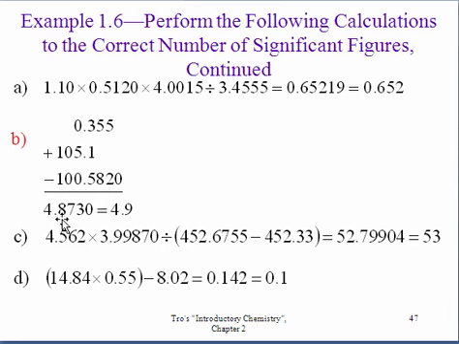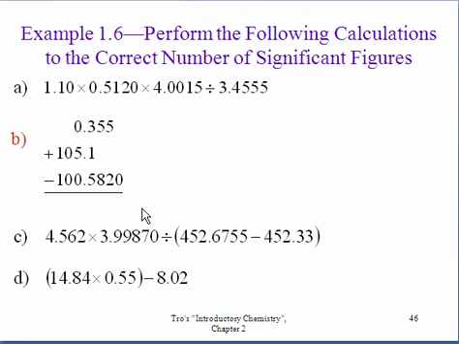So here's the answer that our calculator gives us, 4.8730. Our least precise value only has one place value after the decimal point, so our answer can only have one place value after the decimal point. 8 is our last allowable place value. I look to the right, 7 is greater than 5, so our answer rounds to 4.9.